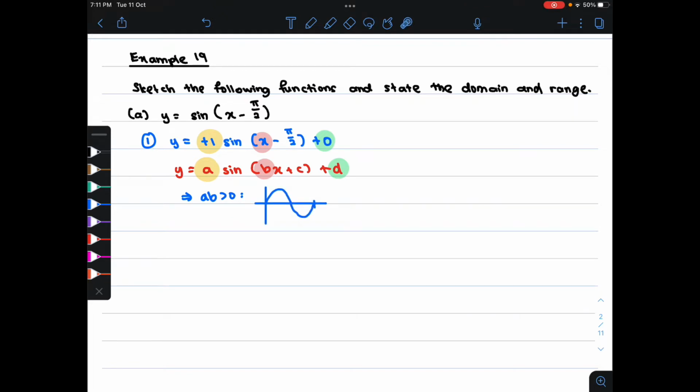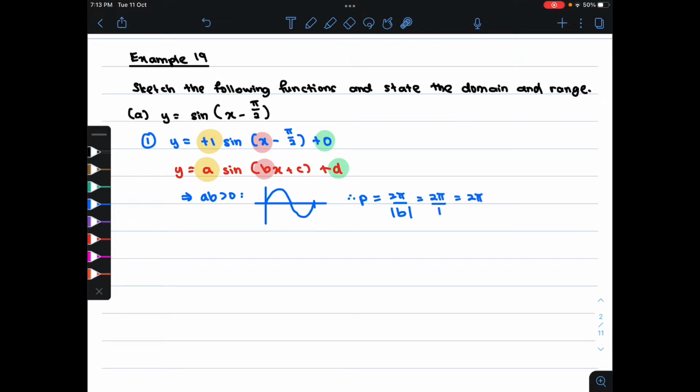So make sure that your graph is a wave shape since it is sine, and then it goes up first because ab is positive. So we need to find the value of P, which is period, using this formula 2 pi over modulus b. So here b is positive 1, therefore modulus b is 1. And the answer is 2 pi.